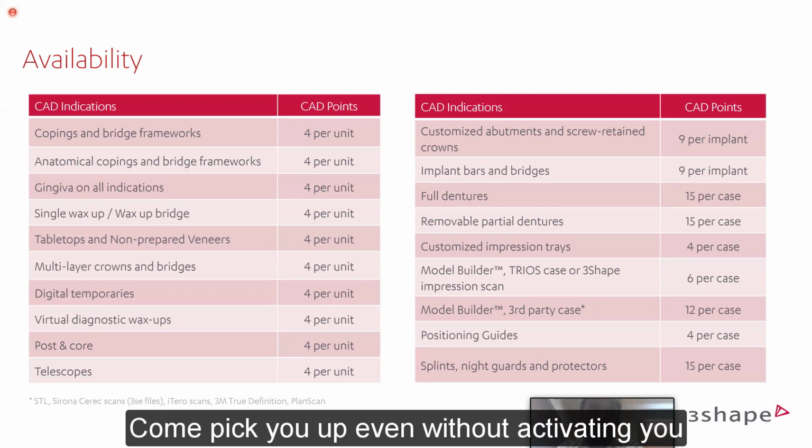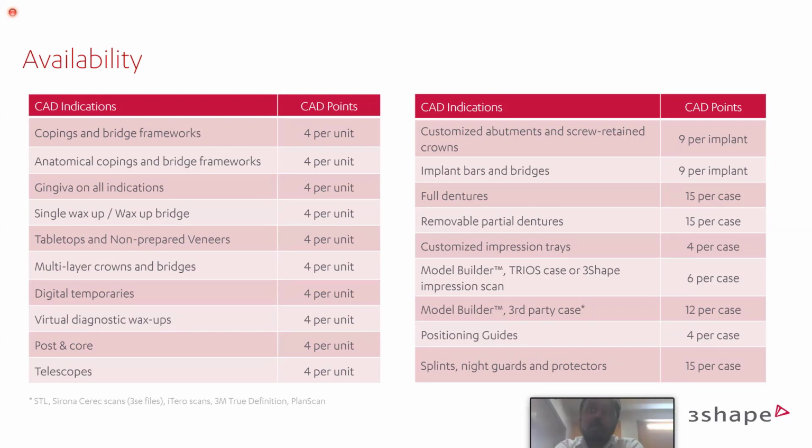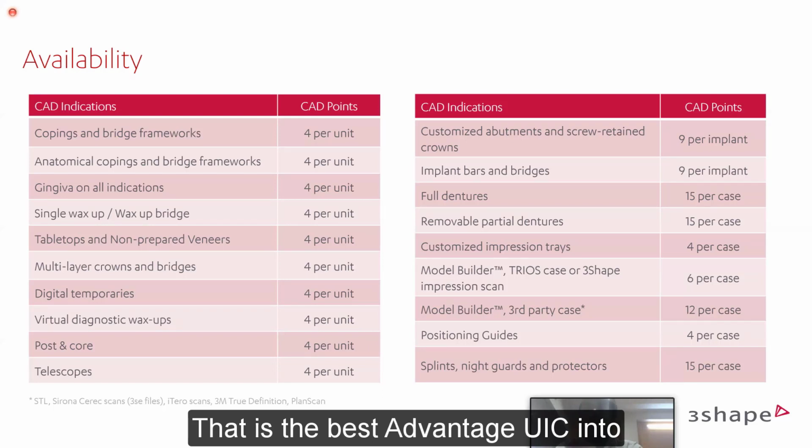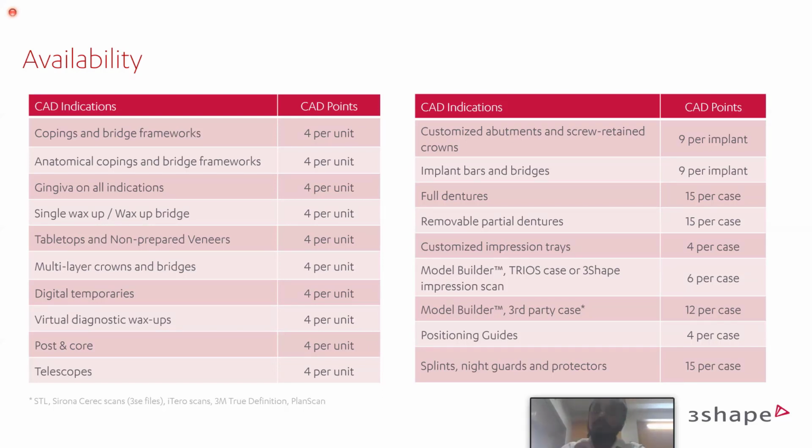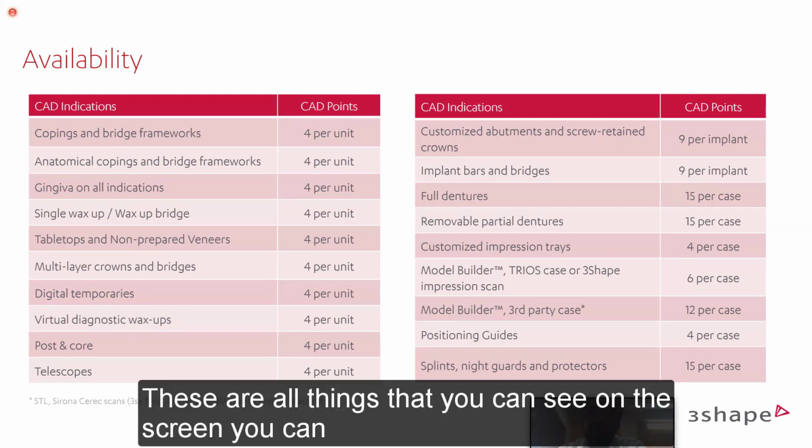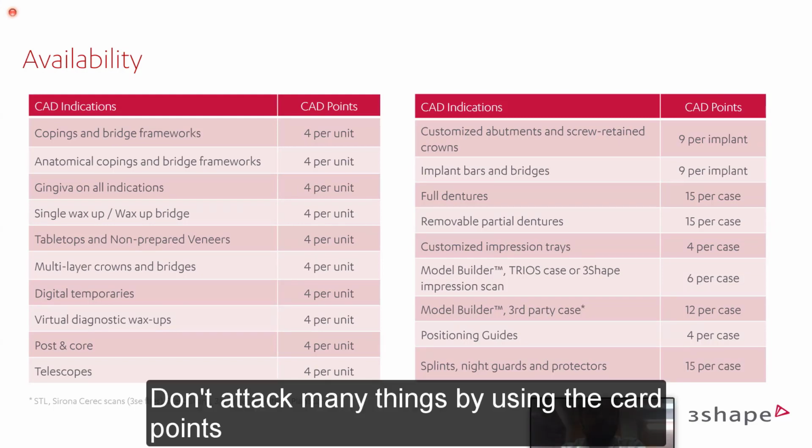So if you have just crown and bridge and you want to do some bars or some screw retains or something, you can use the CAD points and you can complete the design. So that is the best advantage I see in the 3Shape software dental systems. So these are all things what you can see on the screen. You can do that many things by using the CAD points if that particular module is not activated in the system.